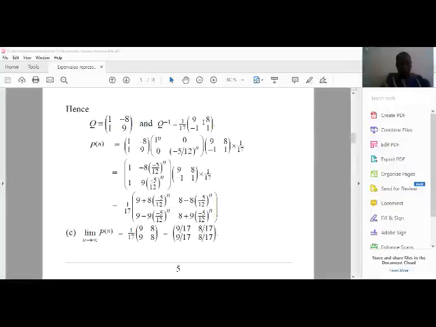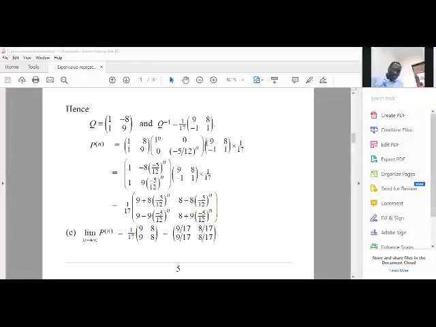Then we need to find the matrix D. The matrix D is a matrix whose diagonals are the eigenvalues. Remember the eigenvalues? You remember the eigenvalues? It's 1 and minus 5 over 12. Good. So the n step transition probability matrix is defined as Q times D raised to the power n. D raised to the power n, the diagonals are the eigenvalues raised to the power n.